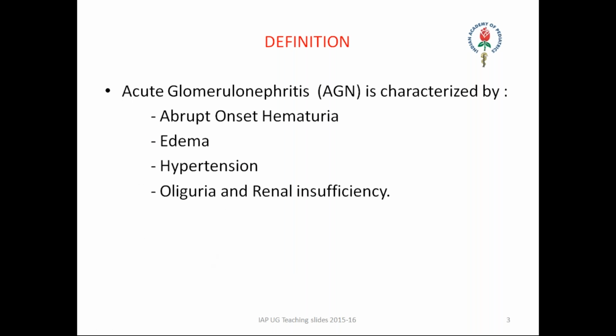So this is the outline. In definition, you all know, you are familiar with this condition. Acute glomerulonephritis is characterized by abrupt onset of hematuria, presence of edema, hypertension, oliguria, and renal insufficiency. Any child with hematuria, edema, hypertension, and oliguria, I have to first suspect the age.